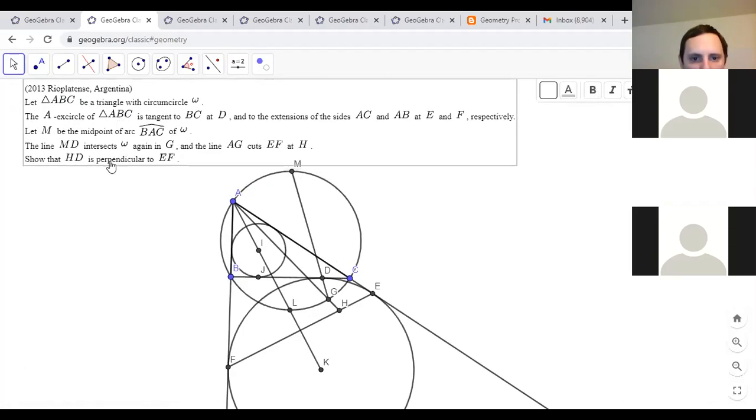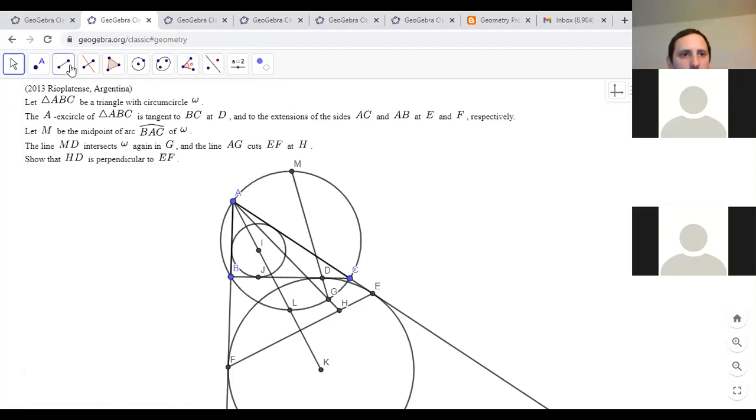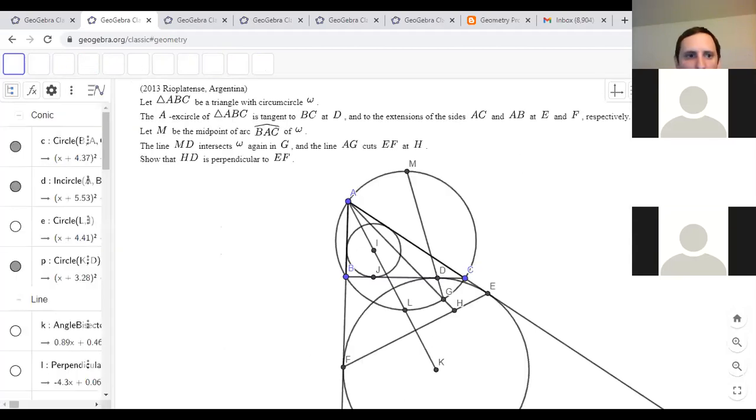So we want to show HD is perpendicular to EF. Let me draw the circumcenter of ABC.